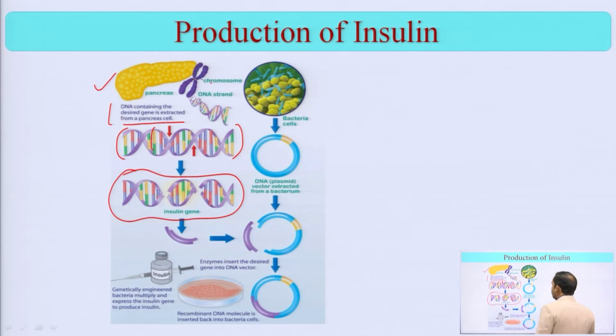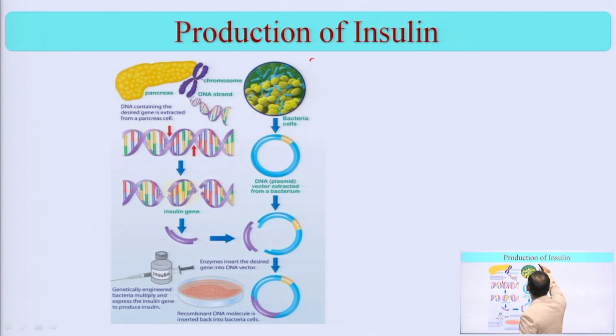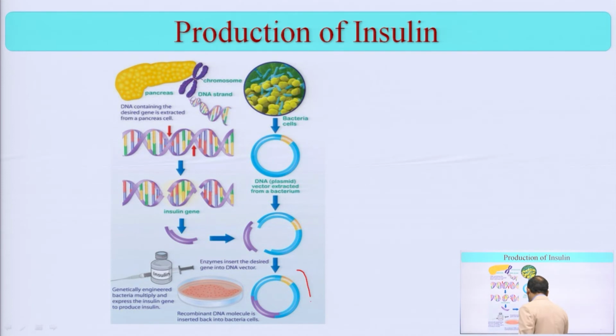Okay. On one side, you have done all those things, and on the other side, you have taken a bacterial cell, and from that bacterial cell you have taken the DNA, that is the plasmid vector. By using the restriction endonuclease enzyme, you have cut the plasmid and inserted your insulin gene in that plasmid, and then by using DNA ligase you have fixed it. This DNA is called a recombinant DNA, rDNA.